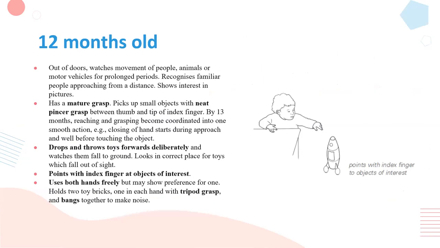For 12 months old, they already have a mature grasp, in which they will have a neat pincer grasp, in which they can grasp small objects using the thumb and the tip of the index finger. They are able to throw toys forwards deliberately, compared to the previous age, 9 months, where they are still unable to throw the toys. They are also able to point with the index finger at objects of interest. Usually they use both hands freely, but they hold any objects with a tripod grasp, in which they use the thumb and the first two fingers. Okay, next.